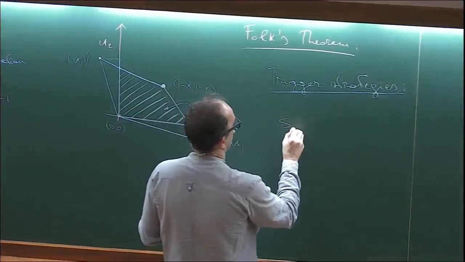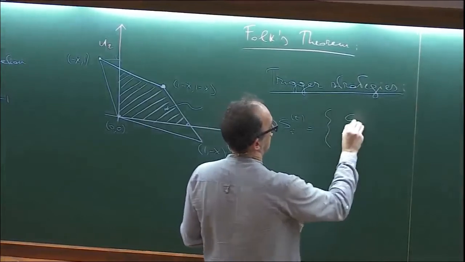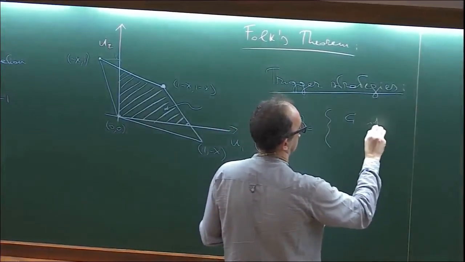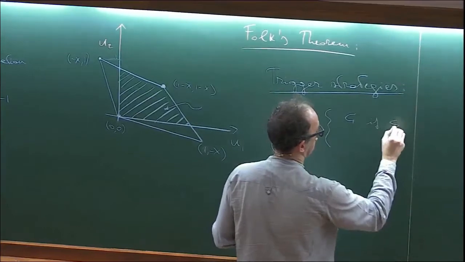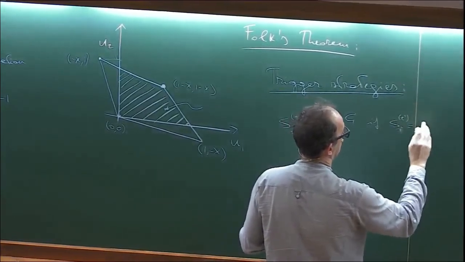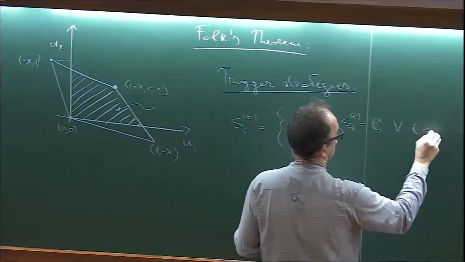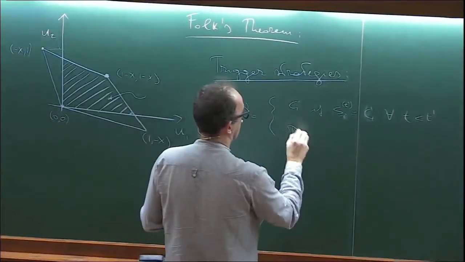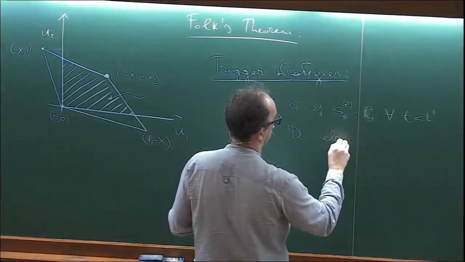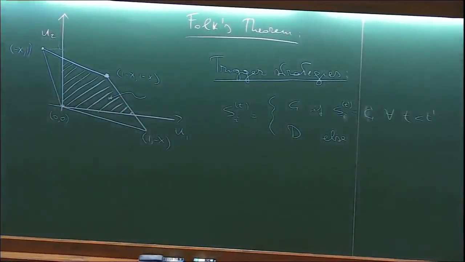So the strategy of agent i at time t will be to cooperate if s minus i at t prime has been to cooperate for all t prime less than t, or otherwise to defect. Okay? So as long as you cooperate, I will cooperate. But as soon as you defect, I will defect. Forever. Okay?